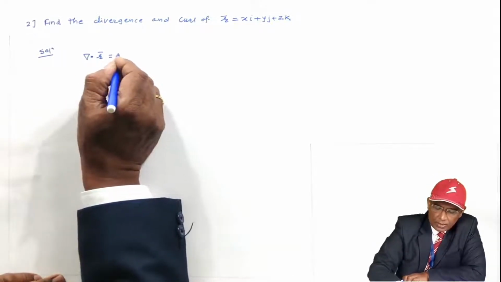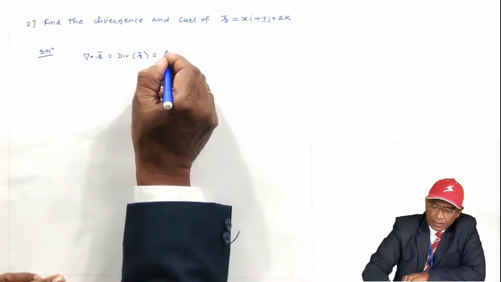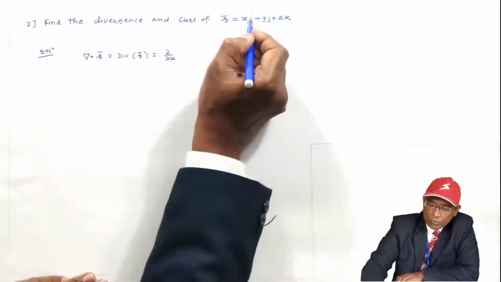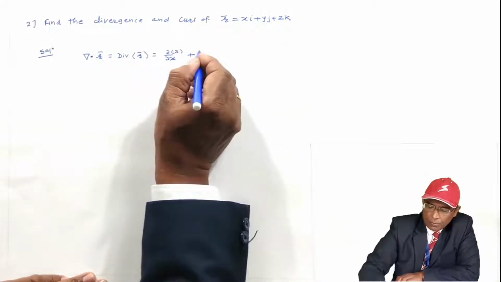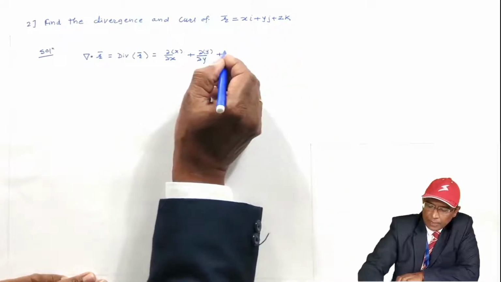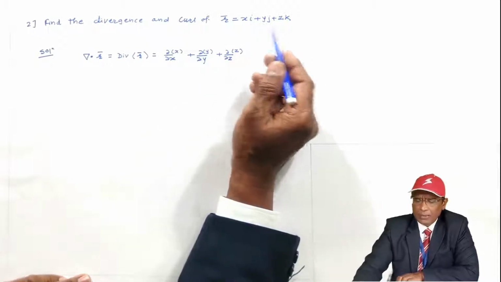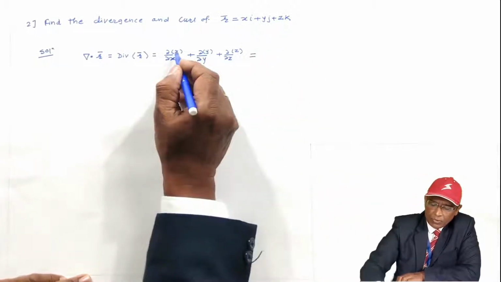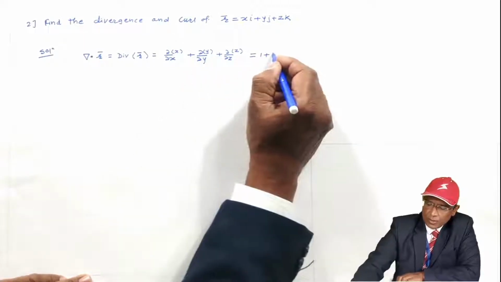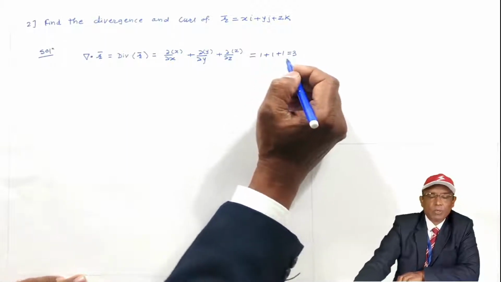In this way you can write the divergence of r bar. How do you get it? Del x: the partial derivative with respect to x of the coefficient of i, plus the partial derivative with respect to y of the coefficient of j, plus the partial derivative with respect to z of the coefficient of k. There may be any coefficients of i, j, k. The derivative of x with respect to x is 1, the derivative of y with respect to y is 1, the derivative of z with respect to z is 1. So 1 plus 1 plus 1 is 3.